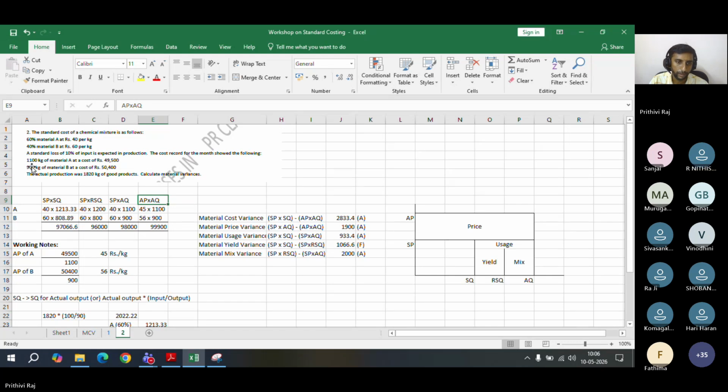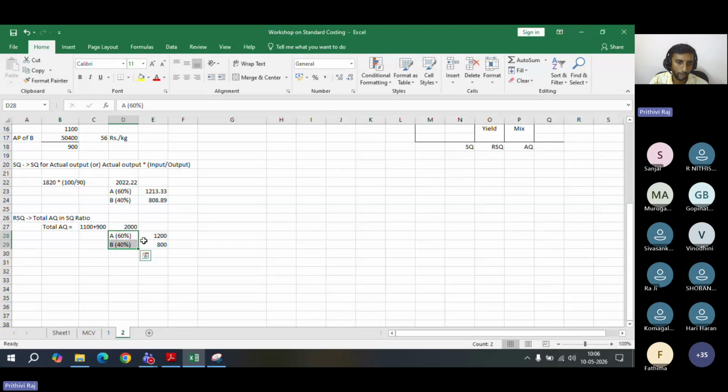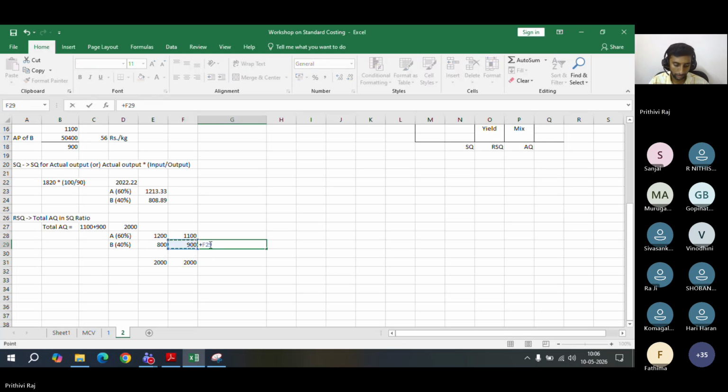This AQ I just took from the question. For that AQ, I am going to find the split for the standard mix. If my actual quantity is 2000, the actual split they followed is 1100 and 900, correct? So this is the actual percentage which the company followed, 55-45. But if we followed 60-40, then 1200 of A should be consumed and 800 of B. But what the company consumed is 1100 and 900. Because of this mix, we are seeing a variance, favorable or adverse. We are calculating it. Got it? Okay, we'll go to the next one.